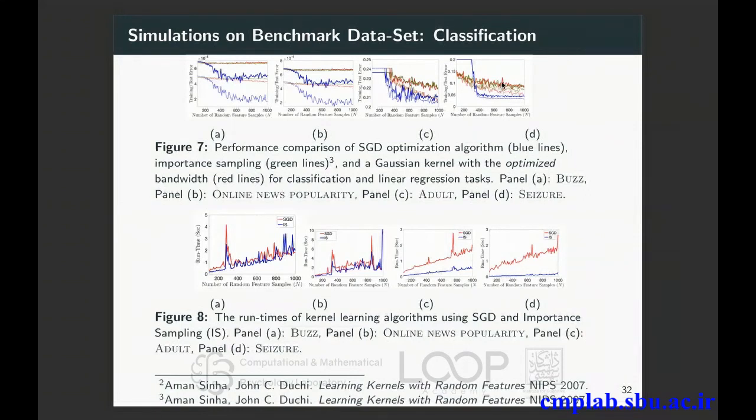The red one is a method called importance sampling. It's a work by Sinha and Duchi in NIPS 2016. As you can see, the test and training accuracy from their method is not as good as our method. But the catch here is that the runtime of our method is higher than their method. So you can get a better result, but the cost is higher runtime.